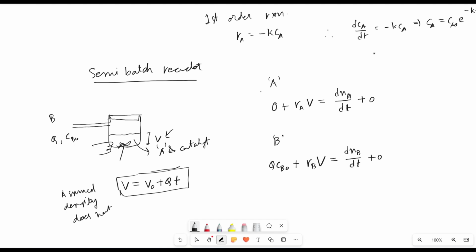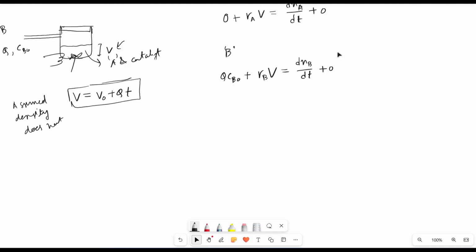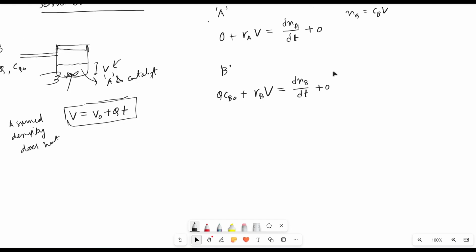So here you cannot directly write NA as a simple constant-volume term. You can write NA as CA into V, or NB is equal to CB into V, because it is homogeneous at every point. This is the assumption of a semi-batch reactor. But these are in derivative terms. So if you write the balance of A, why are we writing in terms of concentration? Because the rate expressions are mostly expressed in terms of concentration.